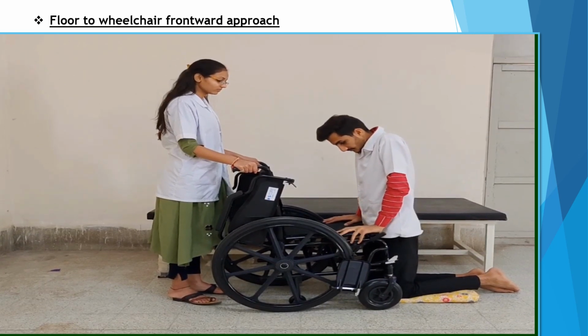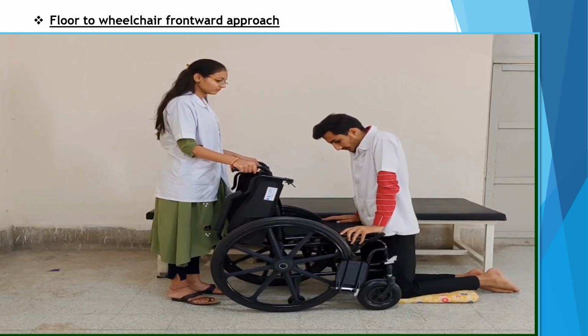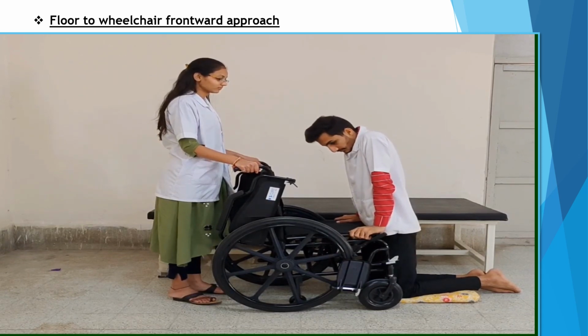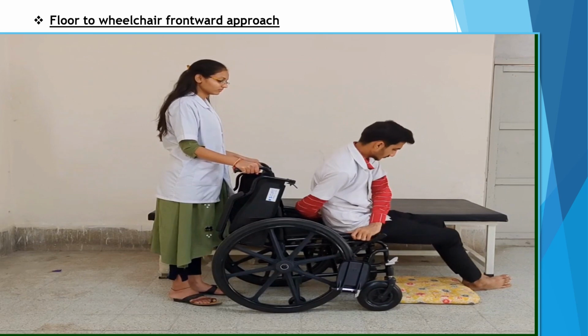Step 3. Twisting and rotating the body into the wheelchair. Using the hand position as fulcrum, the patient will then twist and rotate to land the buttocks onto the seat.